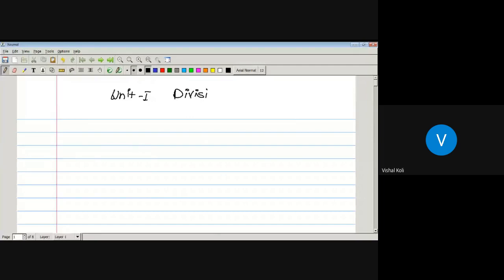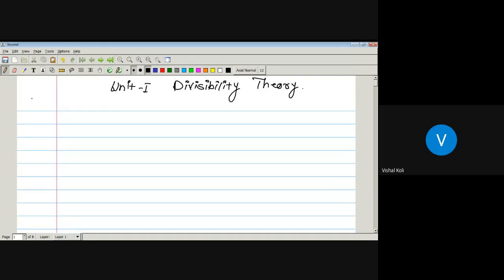In the last lecture we saw what a binomial coefficient is and how to use mathematical induction. Today we will start our first unit, which is the divisibility theory. Before going to its definition, that is, what is divisible, first tell me: whenever we divide one integer by another integer, will the result always be an integer?